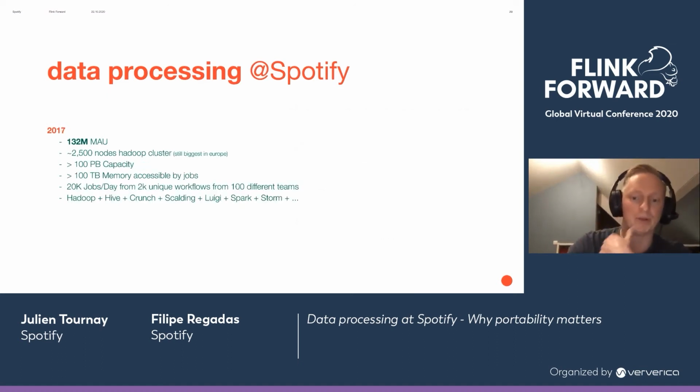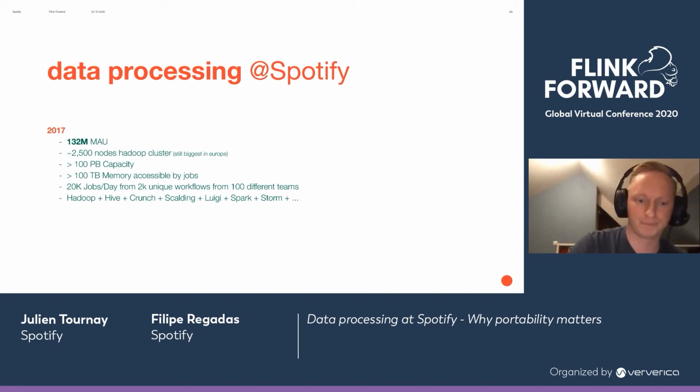Okay, so what happened the year after that? Spotify had 132 million monthly active users. The cluster had 500 more nodes, so 2,500 nodes, still the biggest in Europe at the time. More than 100 petabytes of capacity, more than 100 terabytes of memory on the cluster. And we were running about 20K jobs a day from 2,000 workflows, and 100 teams were actually writing jobs. And in terms of the technical solutions that were used to run the jobs, it was just growing and growing: Hadoop, Hive, Crunch, Scalding, Luigi, and Spark and Storm, and a bunch of others.